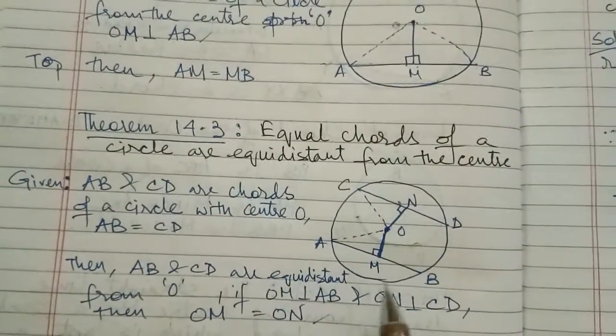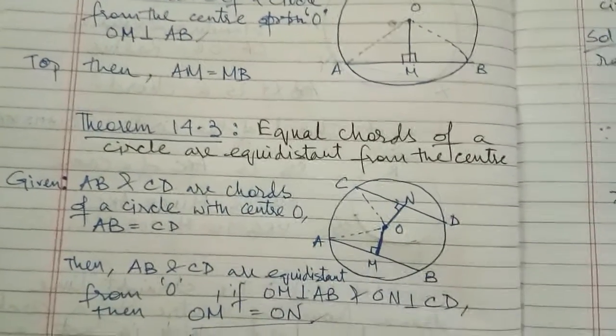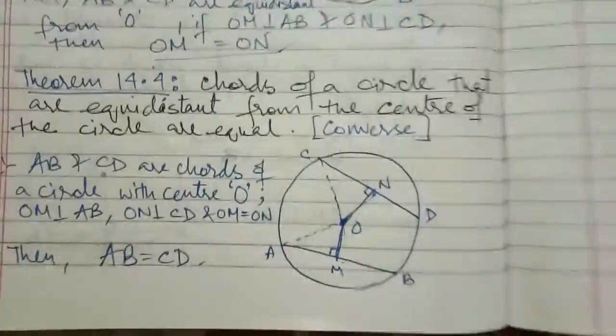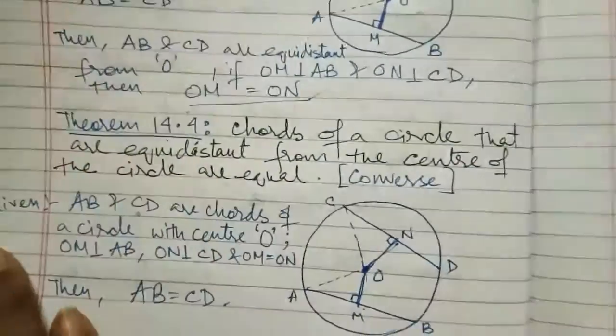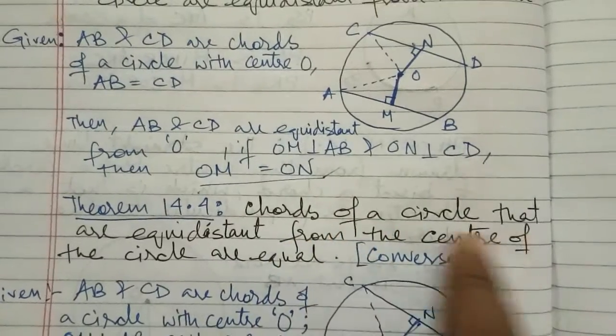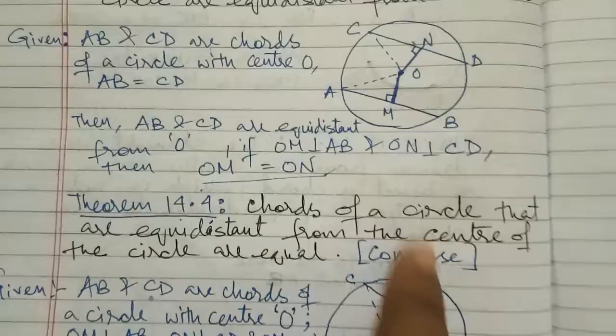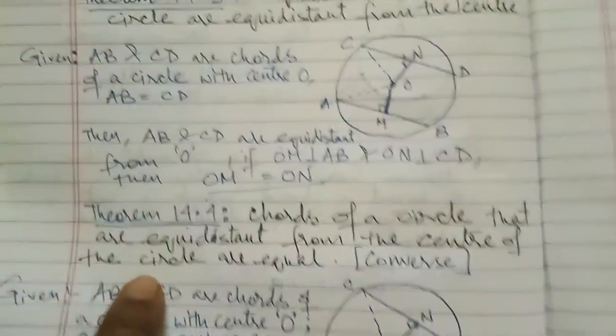When will you write down this one? When both the chords are given equal. Next, 14.4: chords of a circle that are equidistant from the center of the circle are equal. That means the converse. This is the converse of this one only.